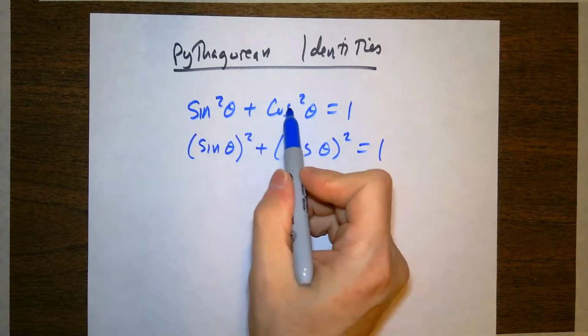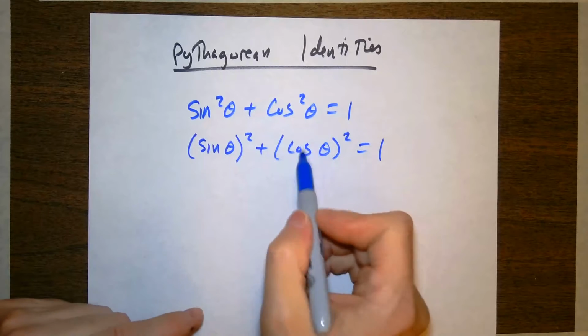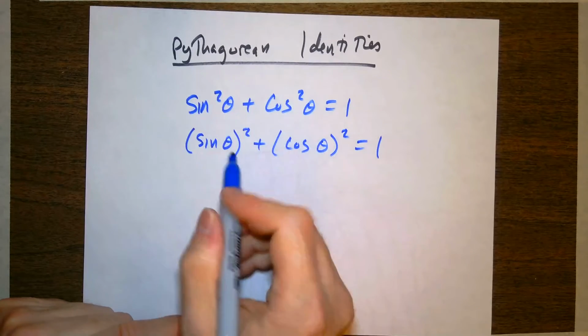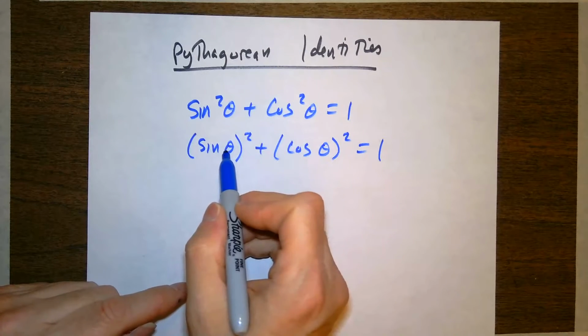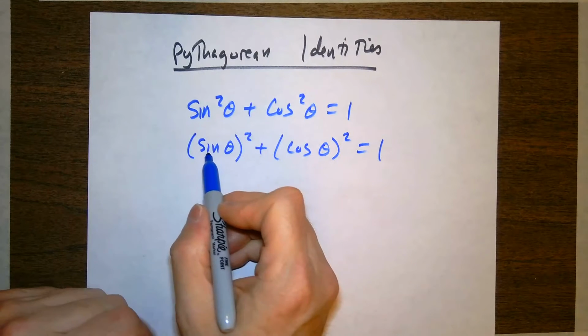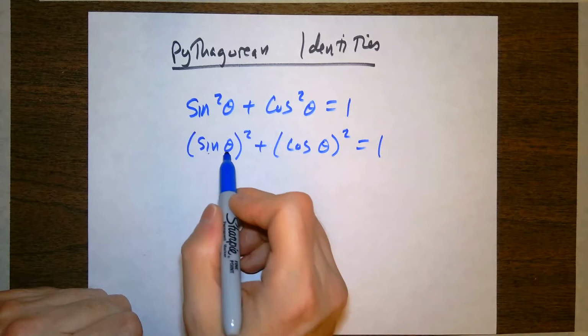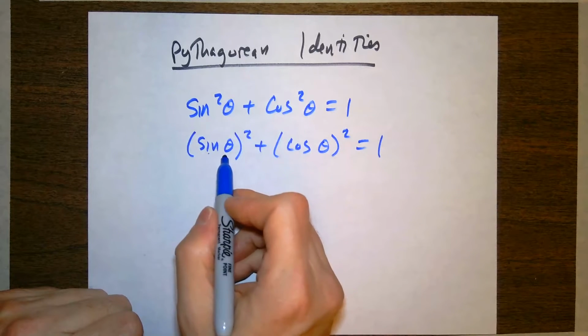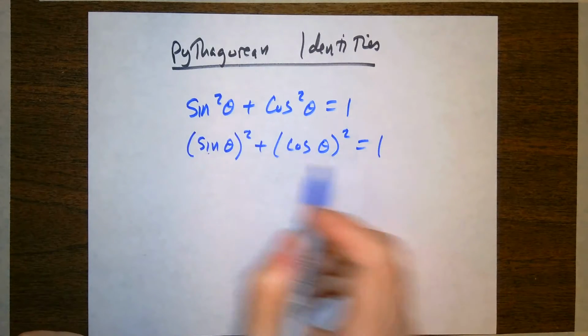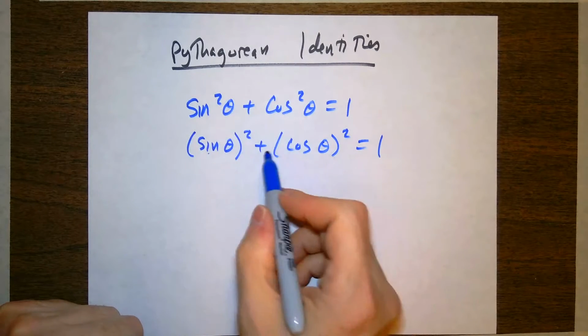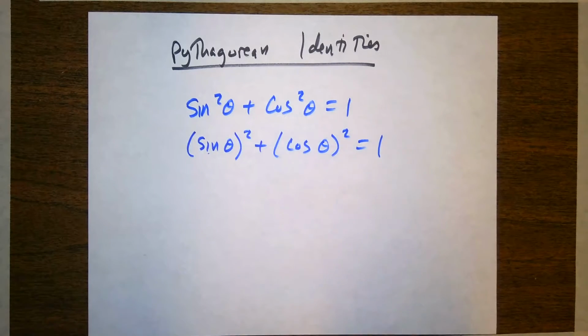If I attach the square to the function, then it's the whole thing being squared. Now, there's a difference between the sine of an angle being squared and the sine of an angle squared. So this is not sine of theta squared. This is the sine of theta, squared. Okay, so we're going to take the sine of that and then square it. Plus the cosine of the same angle squared is always equal to 1.